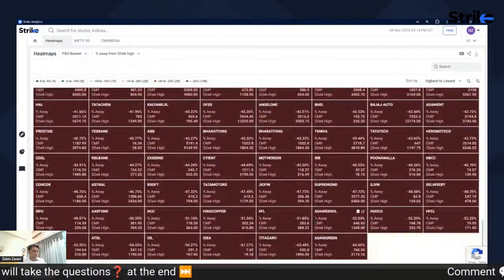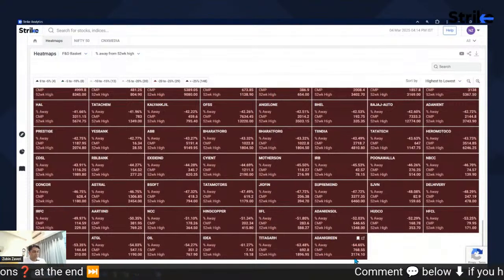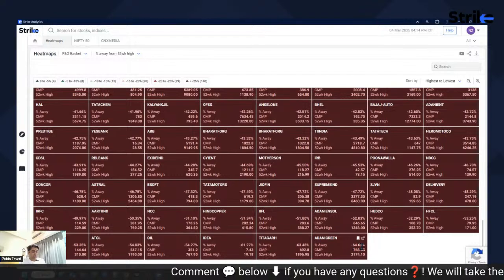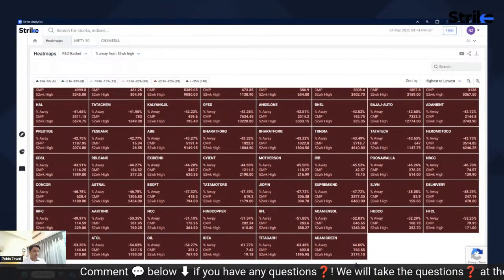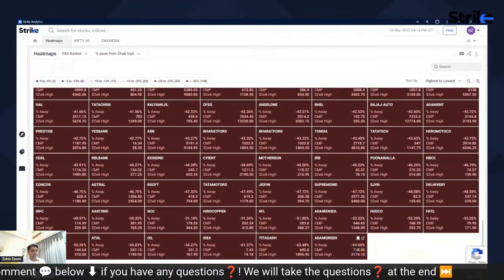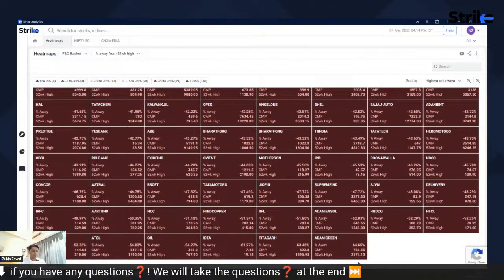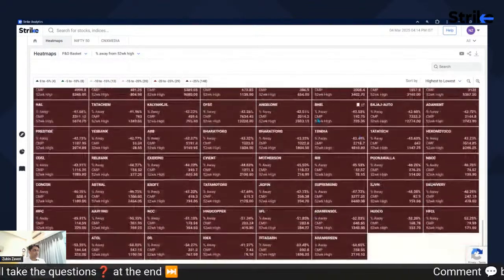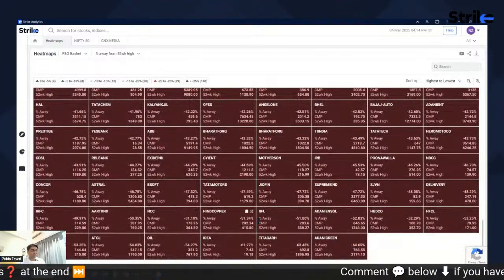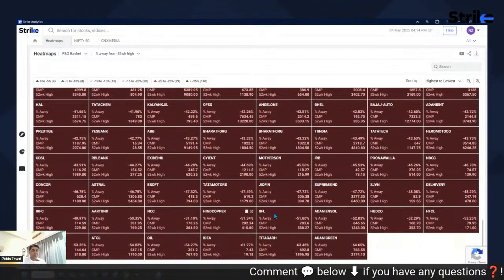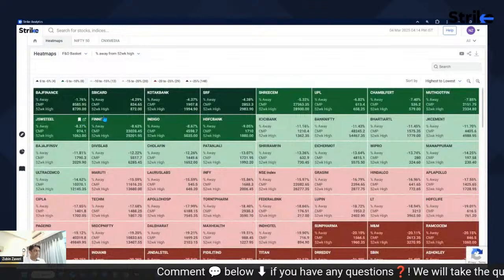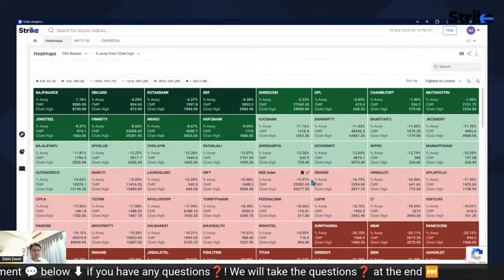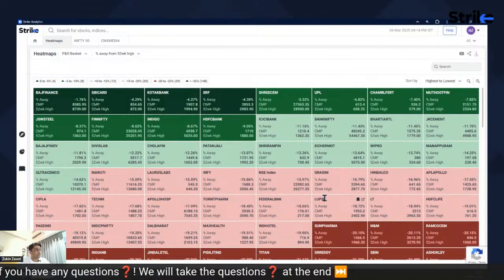Far away are these stocks. Let's say Adani Green: its 52-week high was 2174, and the current market price is 64% below the 52-week high, at 768 rupees. These are the stocks which are very, very far from their own 52-week high, and these dark green stocks are the ones which are a little bit nearby their individual 52-week high.